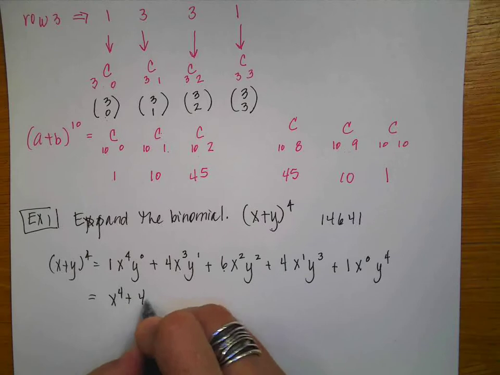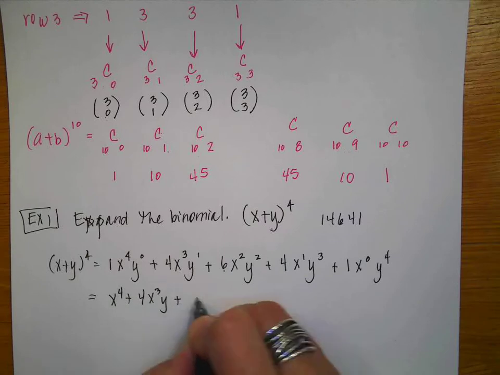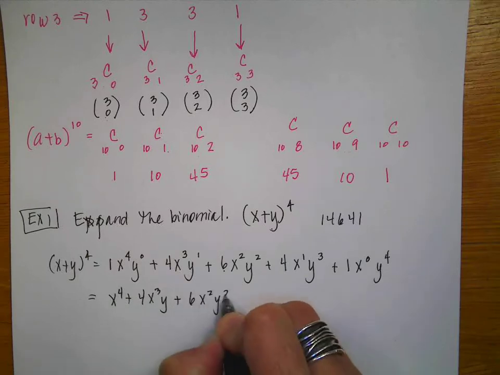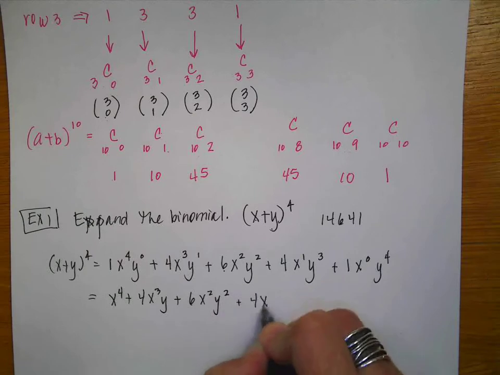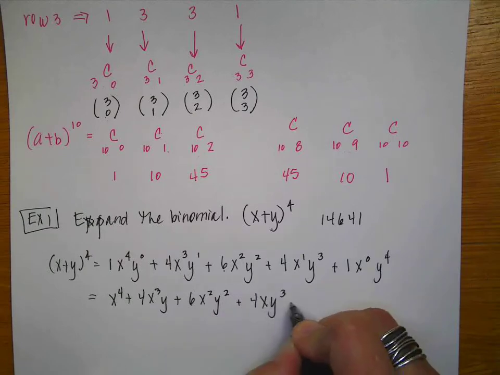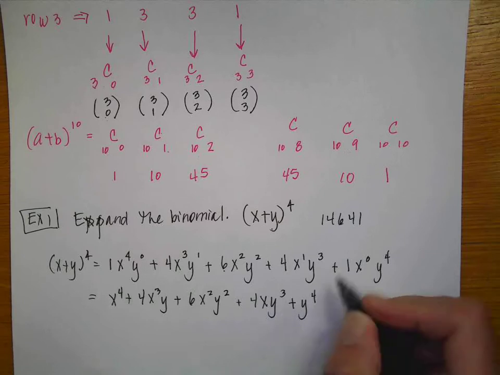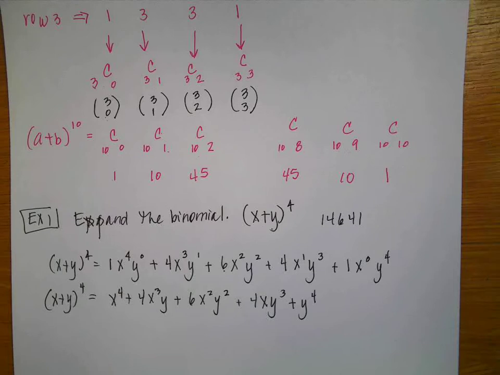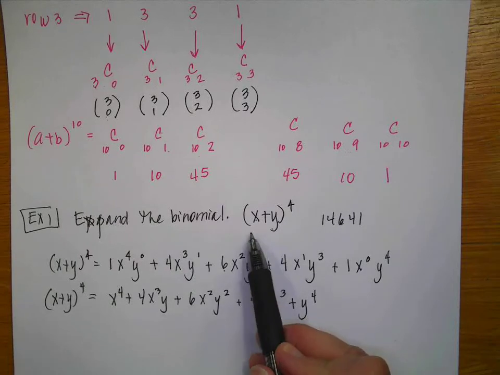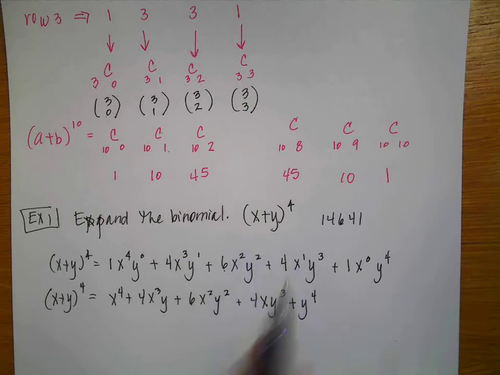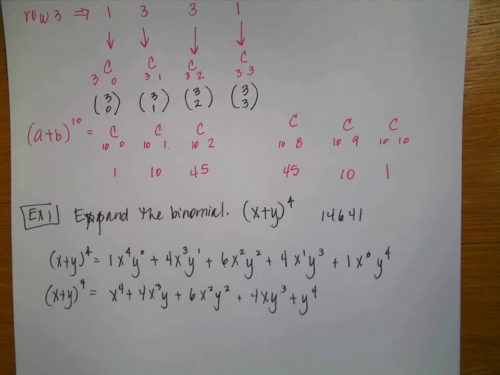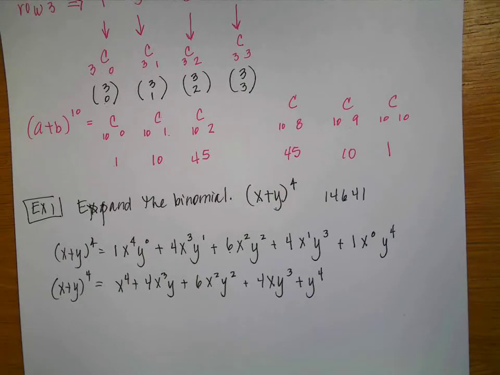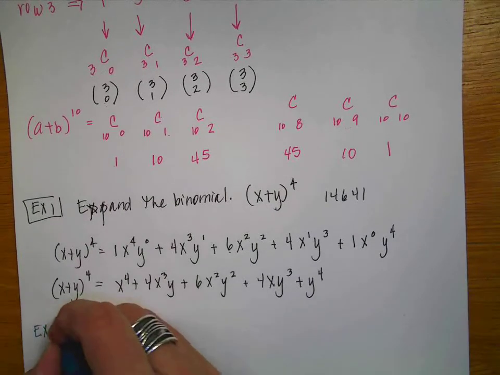And then I clean this up, and I would write that this is x to the fourth plus 4x cubed y, 6x squared y squared, 4x y to the third, and then the last term is y to the fourth. And then, of course, I report my answers well. So it's actually really easy. It gets entertaining when I start adding values to my equation. Okay, and I'll show you one of those soon. So let's do another example.